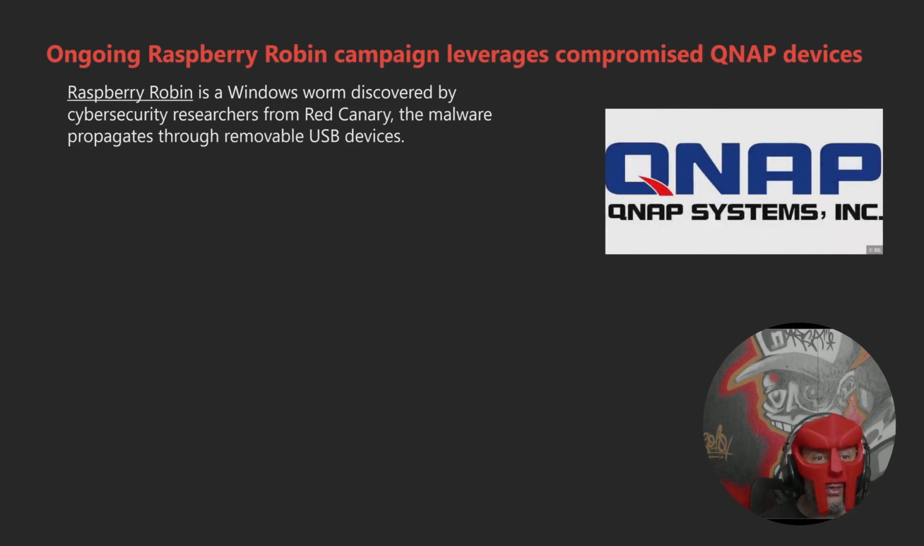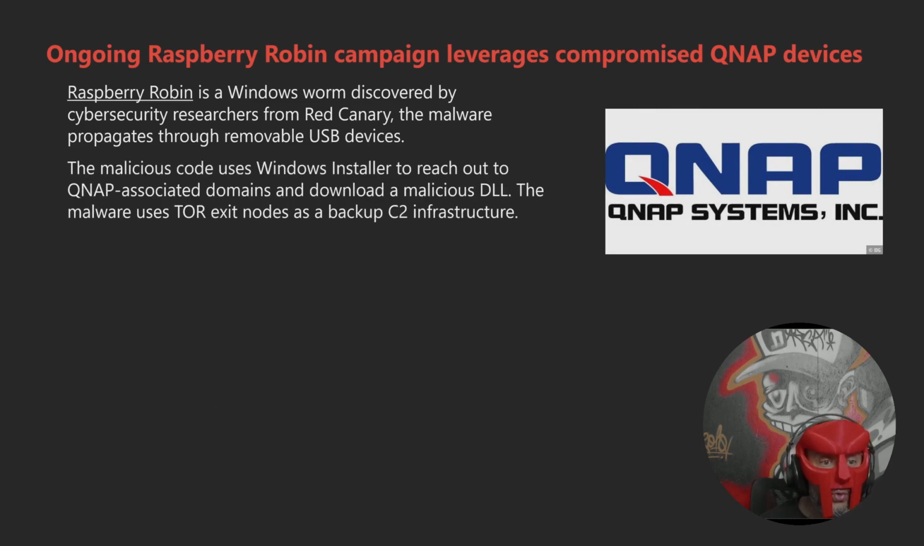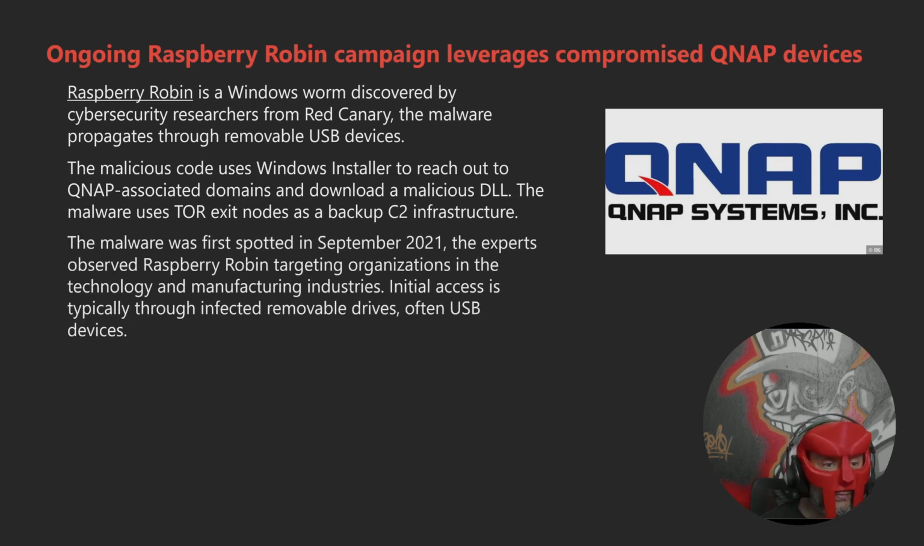Raspberry Robin is a Windows worm discovered by cybersecurity researchers from Red Canary. The malware propagates through removable USB devices. The malicious code uses Windows Installer to reach out to QNAP-associated domains and download a malicious DLL. The malware uses Tor exit nodes as a backup command and control infrastructure. The malware was first spotted in September 2021.